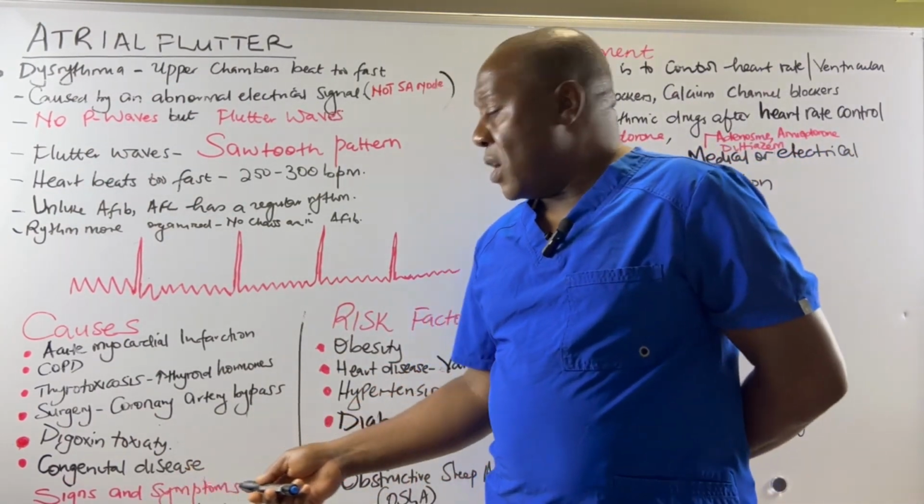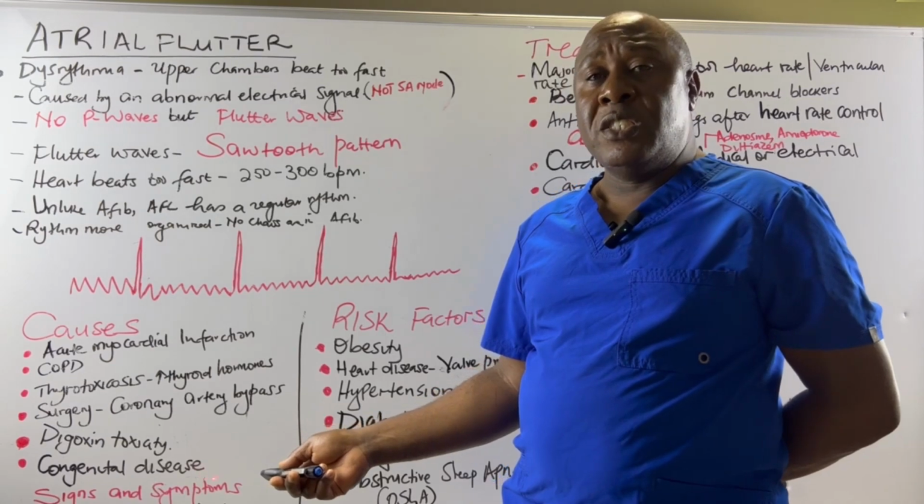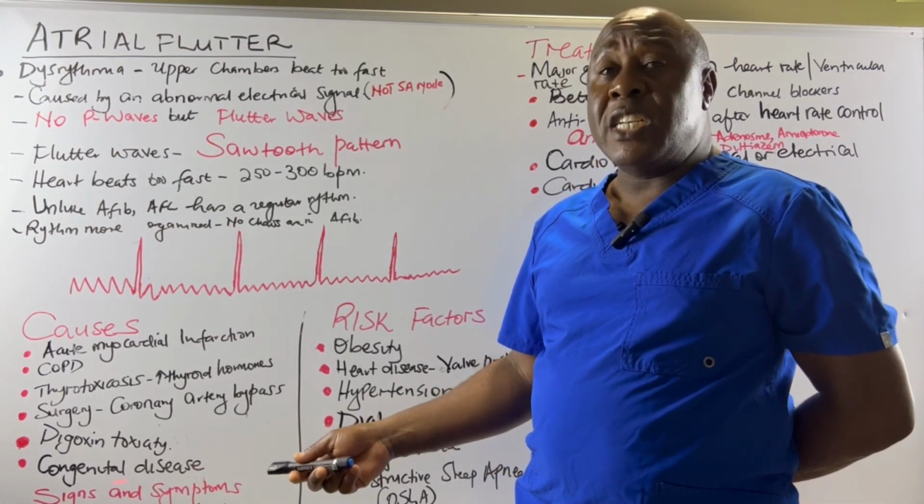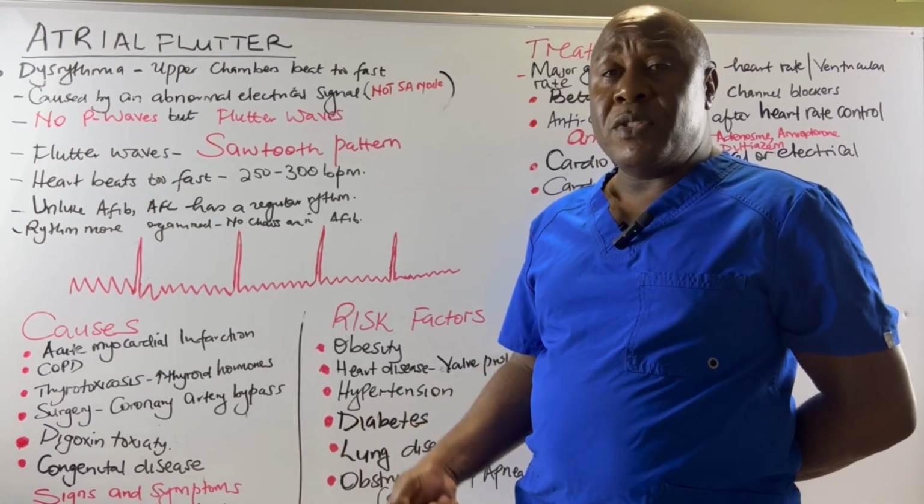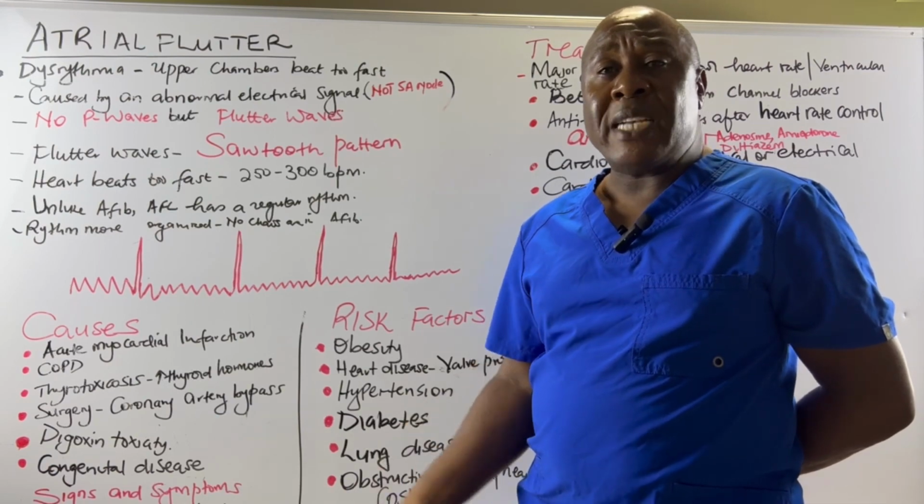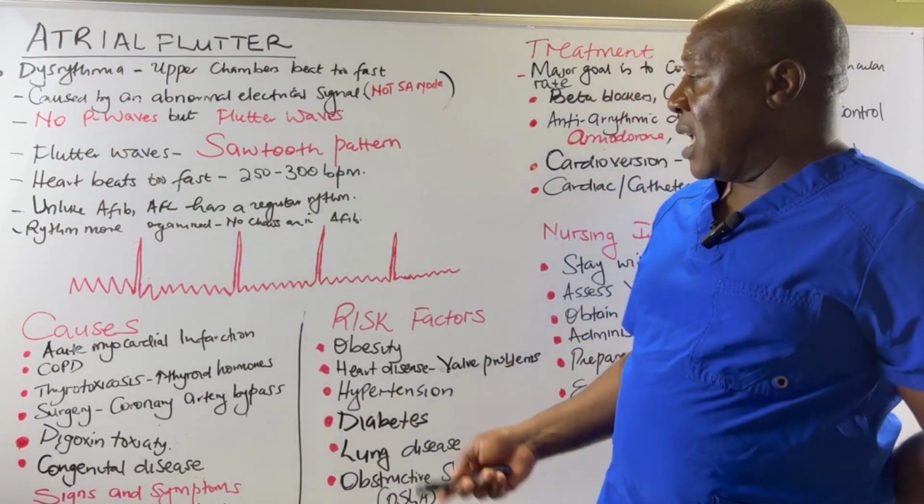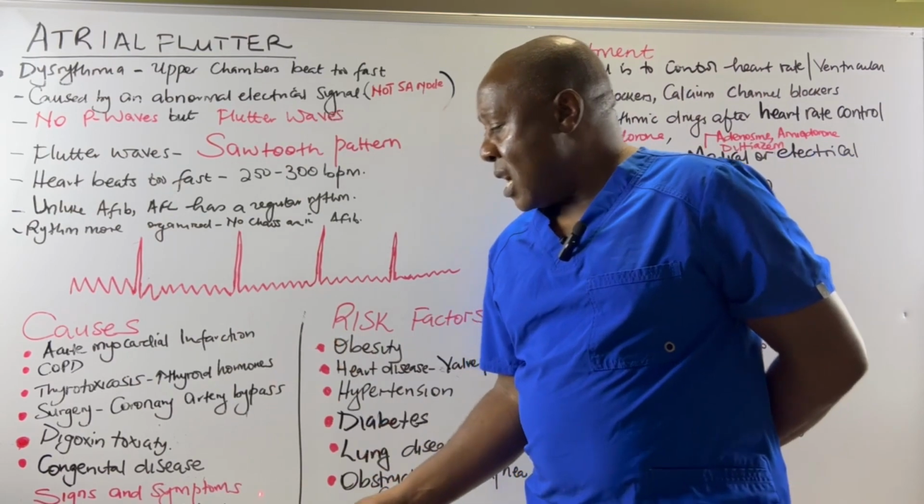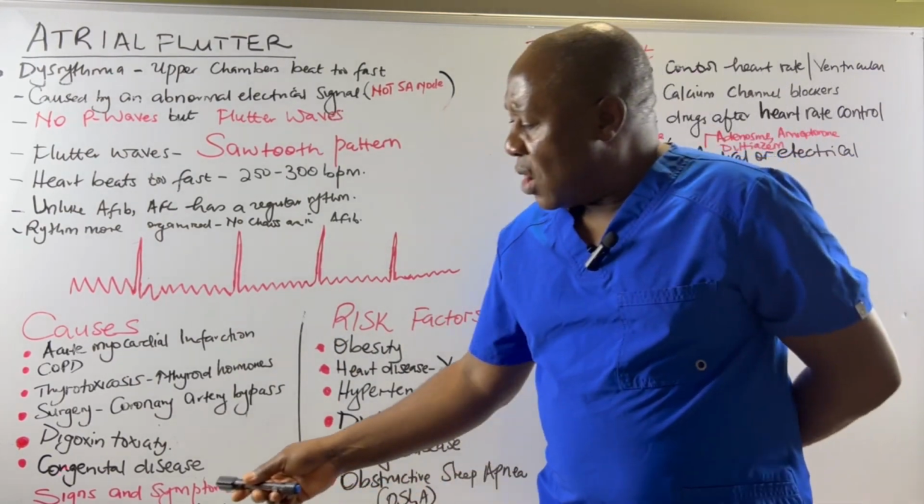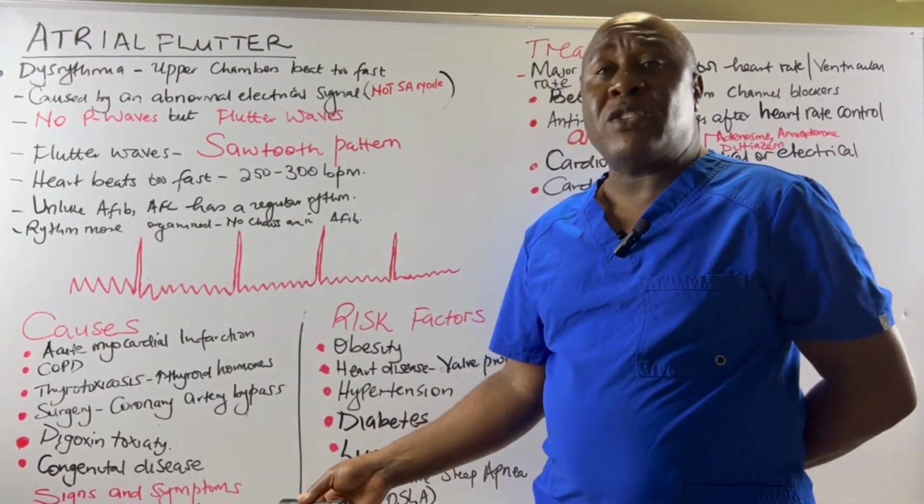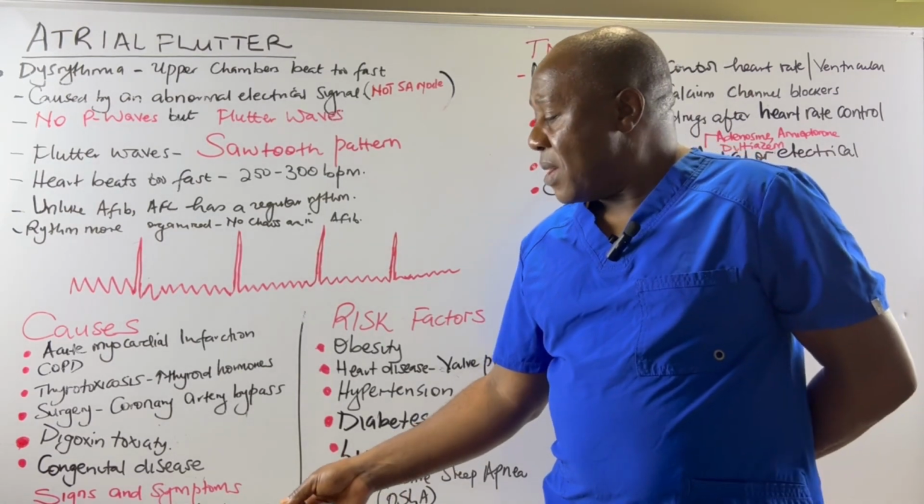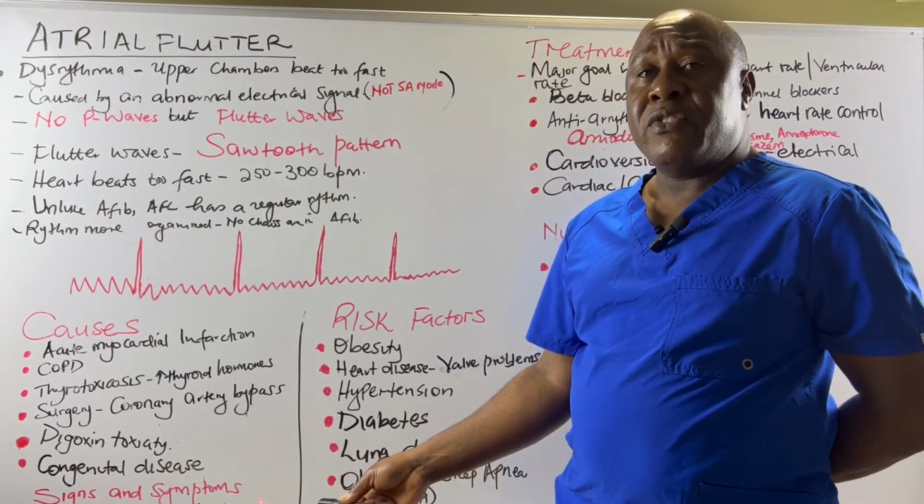And then for some people, it could be due to congenital heart diseases. They are born with heart conditions which may result in this particular atrial flutter. Now, the signs and symptoms of atrial flutter are the same as those in atrial fibrillation.